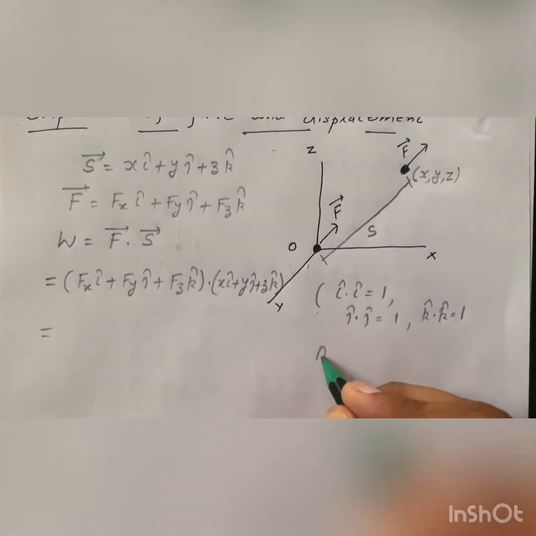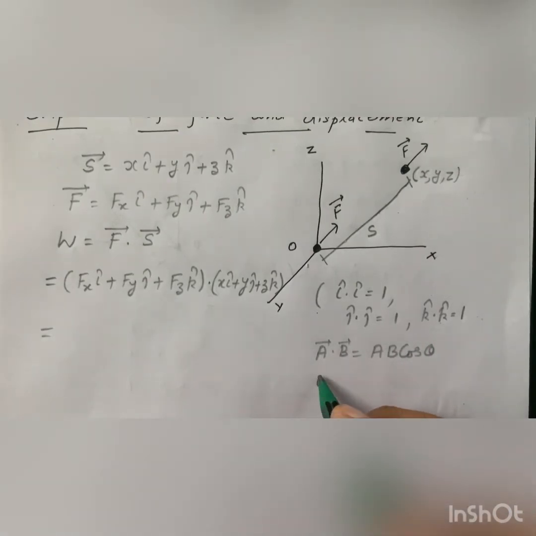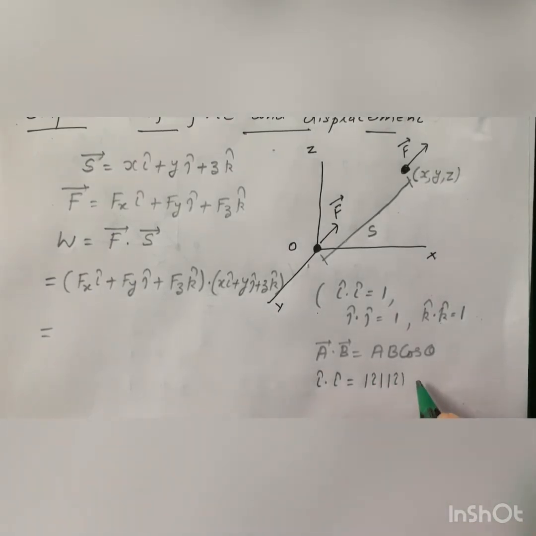As we know that A dot B equals AB cos theta. Here i cap dot i cap is equal to magnitude of i cap times cos of 0 degree, as the angle between i cap and i cap is 0. So we have magnitude of unit vector is 1, magnitude of unit vector is 1, and cos of 0 is 1, so we get 1.